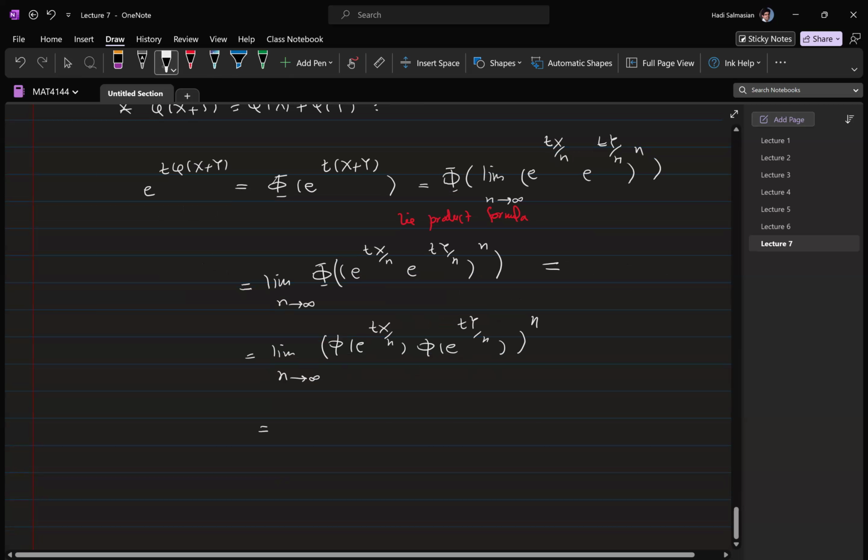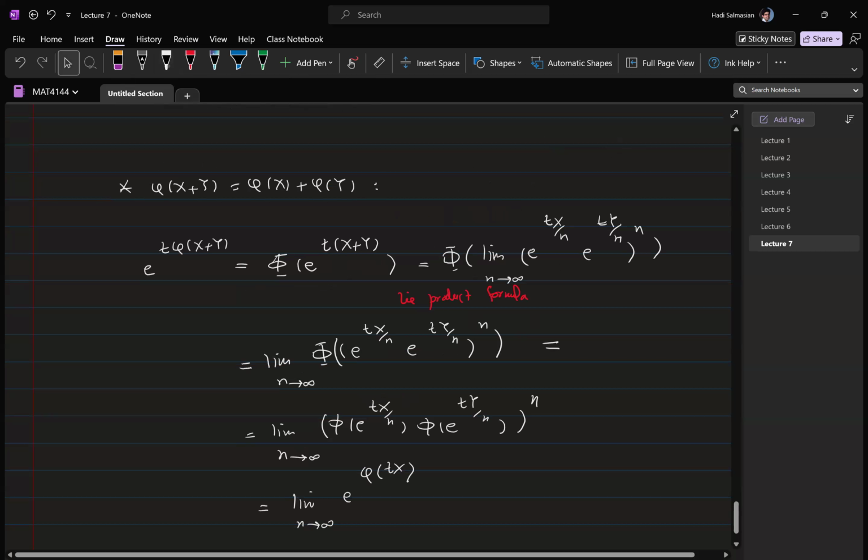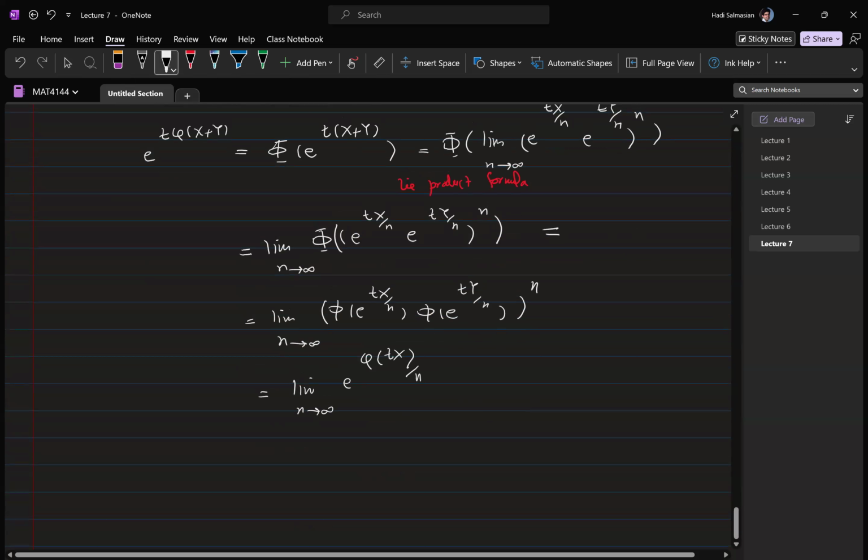Now phi of this exponential is described by this little phi of x, right? So this is the limit as n goes to infinity of e to the little phi of tx over n, and I can put the 1 over n outside because phi is scalar invariant. I've just proved that. Then e to the phi of ty over n, to the power n.